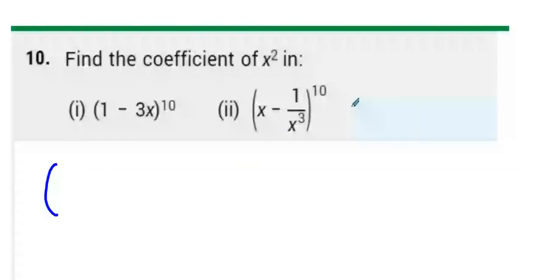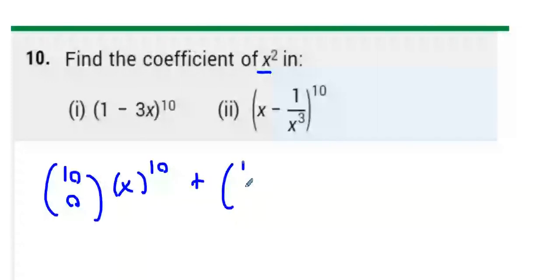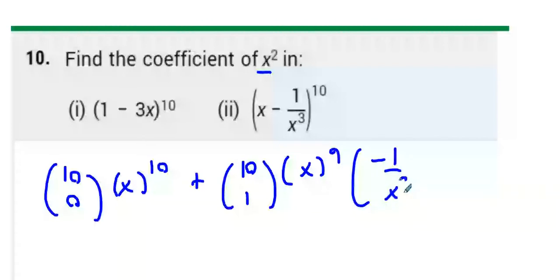Now, here's what we're going to do. We're after the coefficient of x squared. Once again, we start like we always do. 10 choose 0, then we have x to the power 10. Not concerned about multiplying now. 10c1, we're going to have x to the power 9. And here's where it gets awkward: the minus 1 over x cubed to the power of 1.